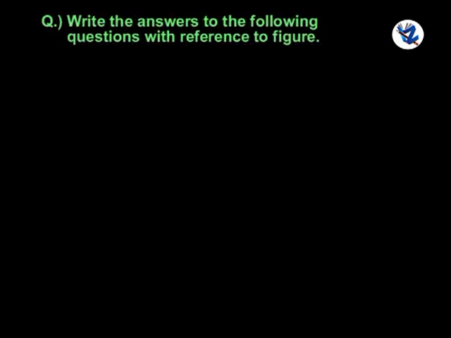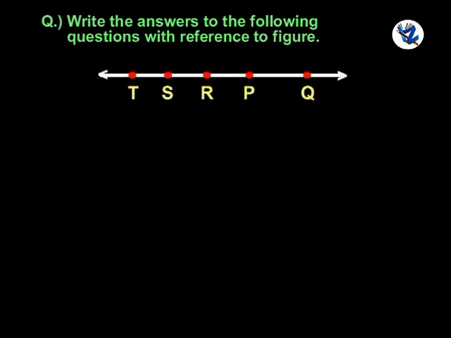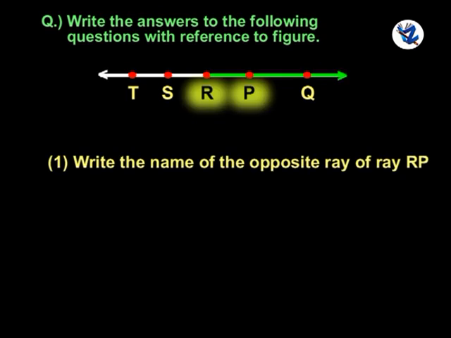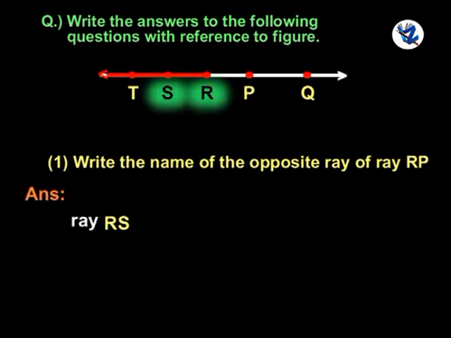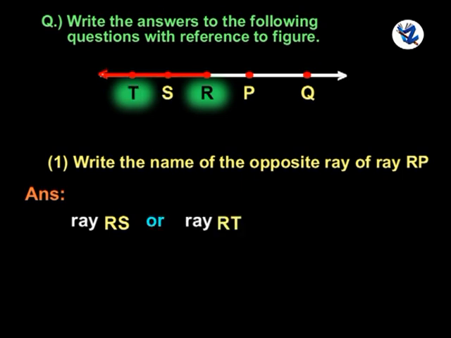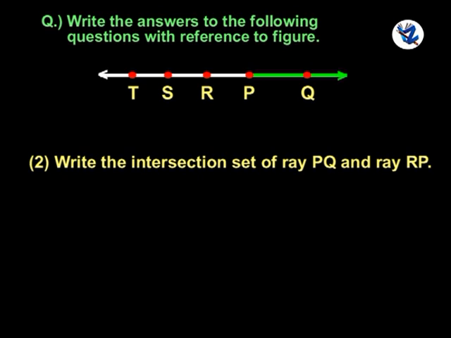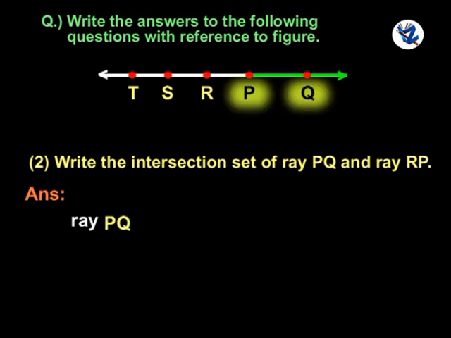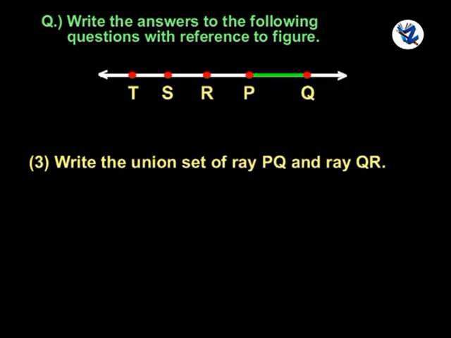Now the question. Write the answers to the following questions with reference to the figure. Write the name of the opposite ray of ray RP. Ray RS or ray RT. Write the intersection set of ray PQ and ray RP. Ray PQ. Write the union set of ray PQ and ray QR.